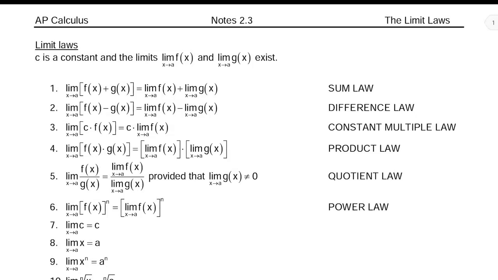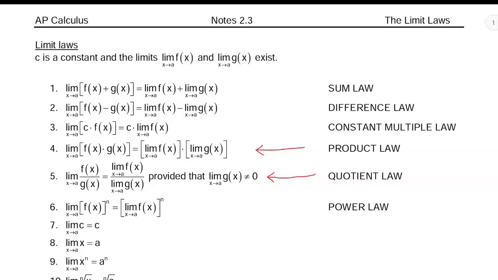Section 2.3 introduces us to the limit laws. Some of the limit laws are probably a little obvious. I'm going to focus on the product law. The limit of a product is the product of the limits. And one that I'm going to use today is the quotient law. The limit of a quotient is the quotient of the limits.